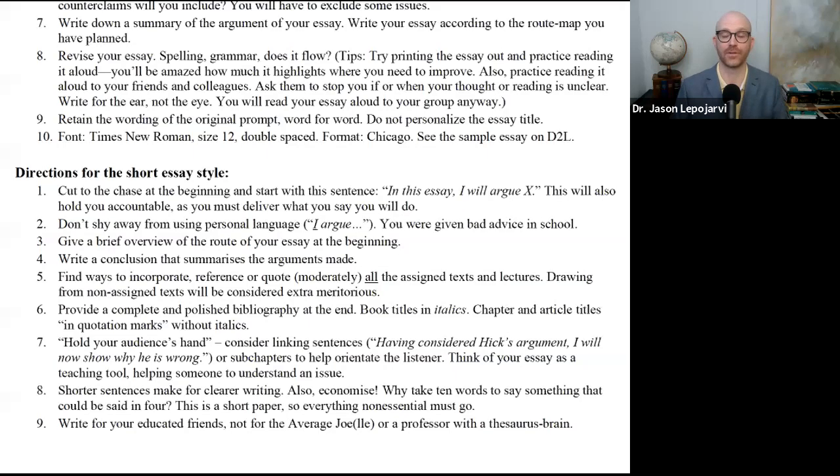Ask your friends and your family to stop you and pause if what they hear is impenetrable or unclear. Remember to write for the ear, not for the eye. Write for the ear, not for the eye. You'll be reading your essays out loud anyway, and your peers will not be reading along with you. They will be looking at you, listening to you.